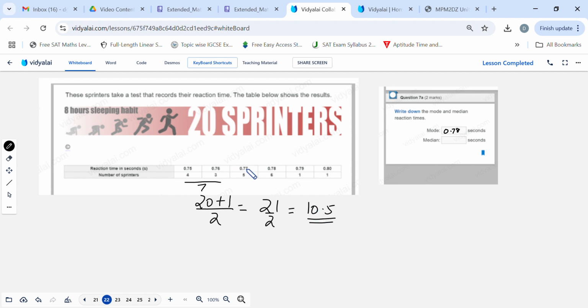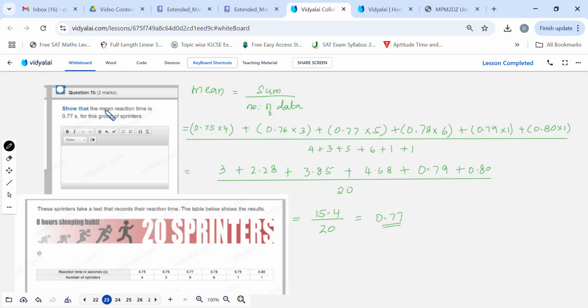So the median value will be 0.77 because 10.5 means the 10th element plus the 11th element by 2. The 10th element is 0.77 and the 11th one is also 0.77. Both the sprinters take 0.77 seconds as the reaction time. So the average of that is again 0.77. So the median value is 0.77.